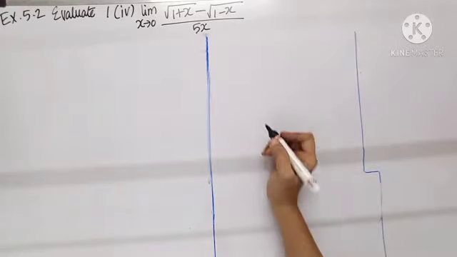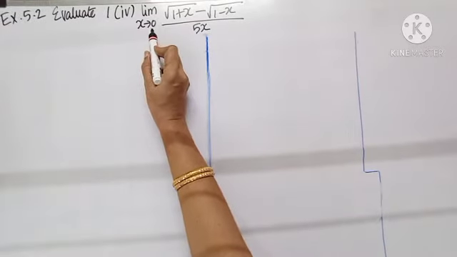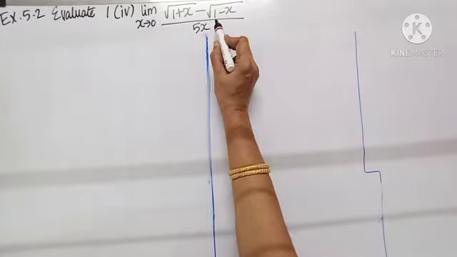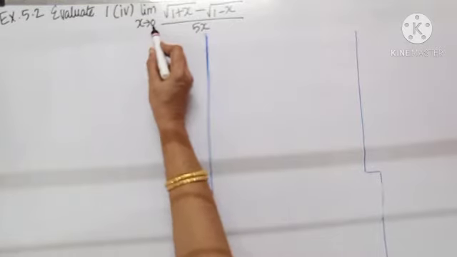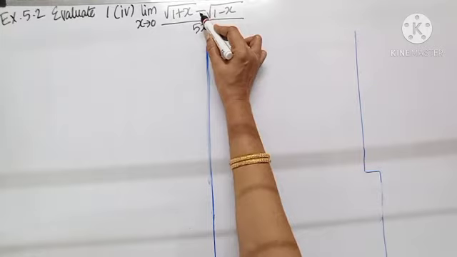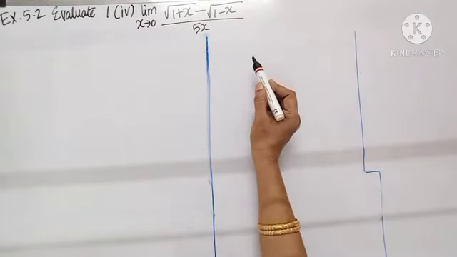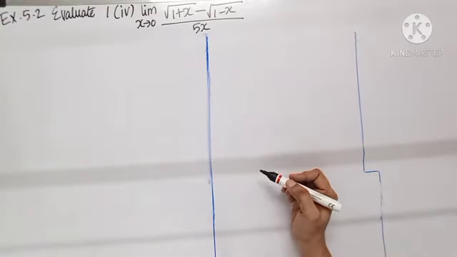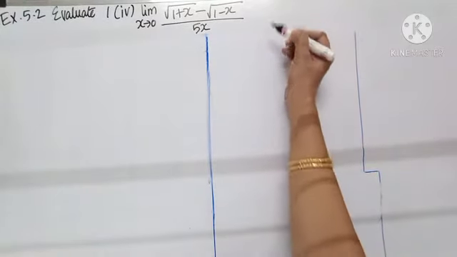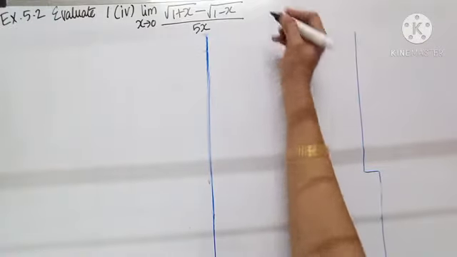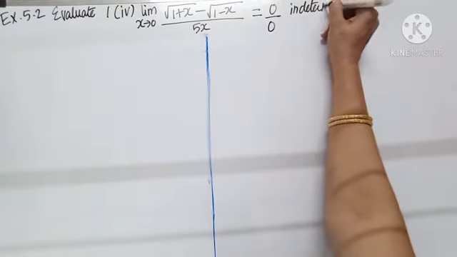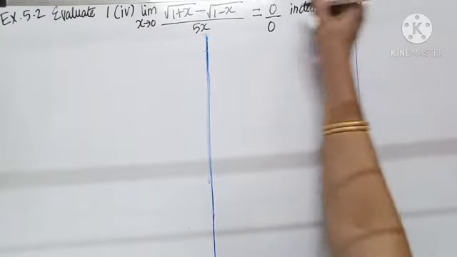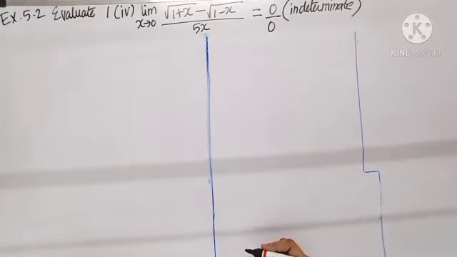Evaluate question number 1, subsection 4. Limit x tends to 0, root of 1 plus x minus root of 1 minus x by 5x. If I directly put x as 0, this becomes 1 minus 1, so 0 in the numerator. 5 into 0, 0 in the denominator. So what do I get? 0 by 0. Can I get 0 by 0? No. If I directly substitute, it is 0 by 0. That is indeterminate. Whenever indeterminate comes, go with some of the results or any of the other methods.